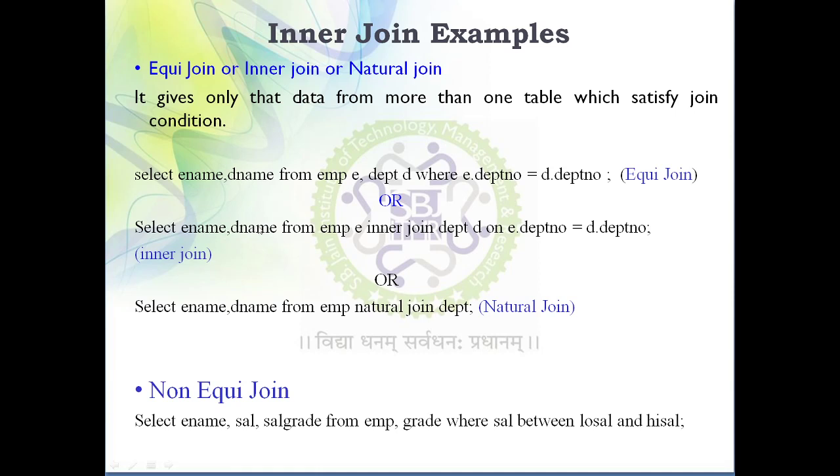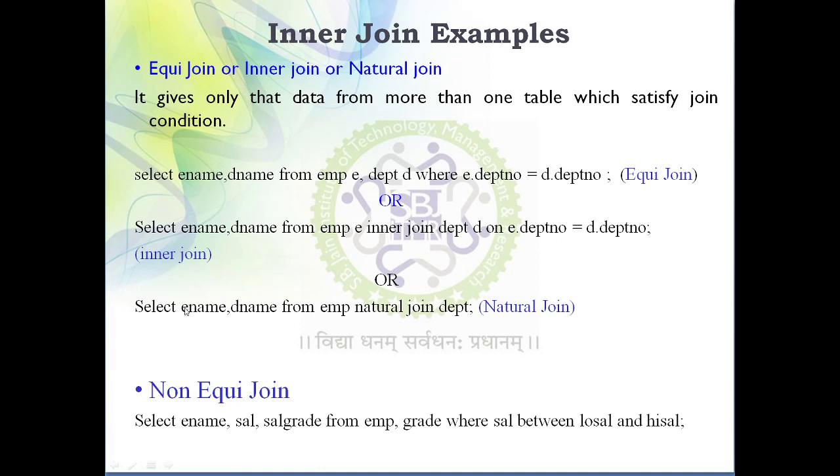Select ename, dname from employee E. Here you need to write explicitly the words inner join. Earlier we were performing equijoin without specifying the word, but here we need to specify inner join explicitly: employee E inner join department D on E.department number equals D.department number. So this is called an inner join, but ultimately the output of this query is the same as that of the equijoin, only the name is different.